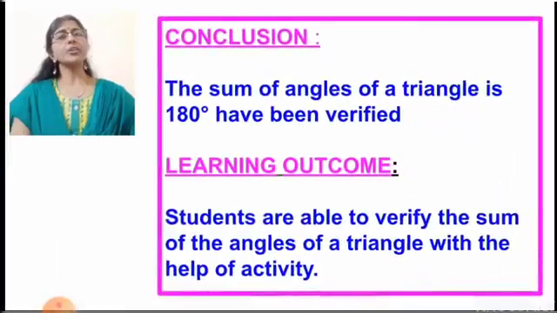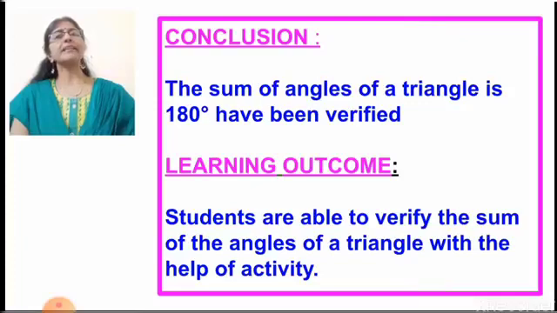Then you will write conclusion, and in conclusion you are going to write the sum of angles of a triangle is 180 degrees have been verified. So using a protractor also we have checked that it is 180 degrees. And then at the end you will write learning outcome. Students are able to verify the sum of the angles of a triangle with the help of activity.